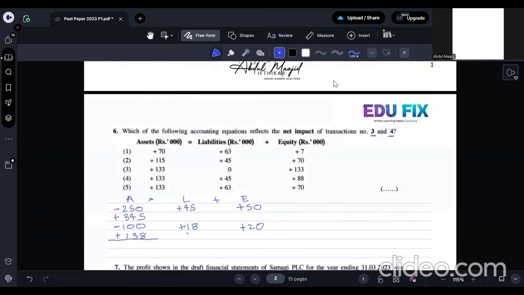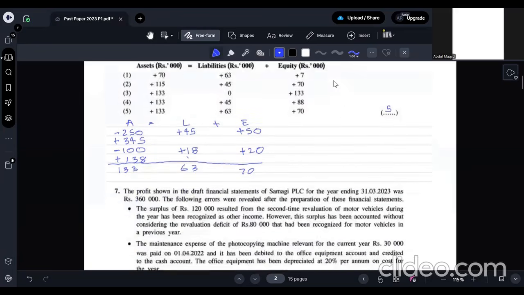So when you balance this off, you can find the net impact of the transaction. That will be 345 minus 250 plus 138 minus 100, that is 133, 63 and 70. Answer number 5. Okay. Then the seventh one.